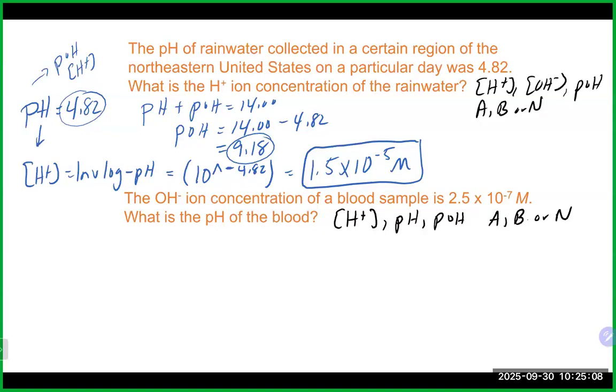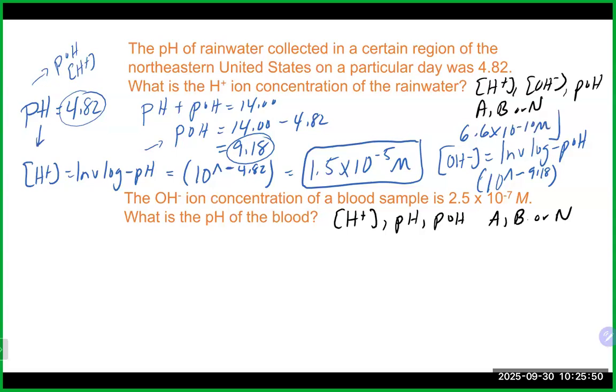At this point, that still opens up a couple of doors for you. You can go KW if you wanted to get the OH minus. You could also do the same calculation here for pOH as we just did there for the pH. So I'll do that one here. OH minus will equal the inverse log of the negative pOH. Again, on your calculator, it will look something like this, 9.18, so we're going to go negative 9.18. That gets us 6.6 times 10 to the minus 10 molar.